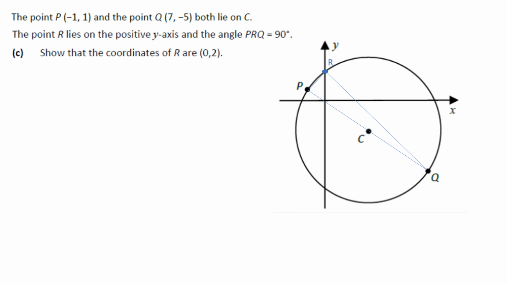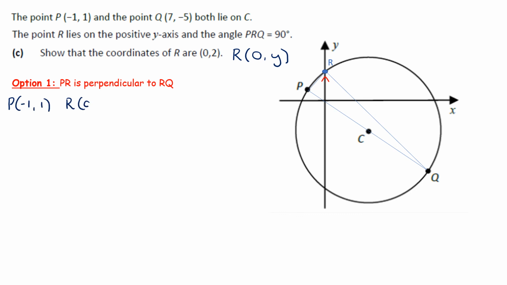To work this out, I'll use our first method, and the second method I'll talk through, which is a little bit different. So what I know is that angle there is 90 degrees, and I know that the point R is on the positive y-axis, which means the x-coordinate is 0. So I'm going to keep R as 0, y. So the method I'm going to use first is using the fact that PR is perpendicular to RQ to figure out this point. So I'm going to work with P, which is minus 1, 1, and R, which is 0, y, and I'm going to get the slopes. I'm going to label x1, y1, x2, y2.